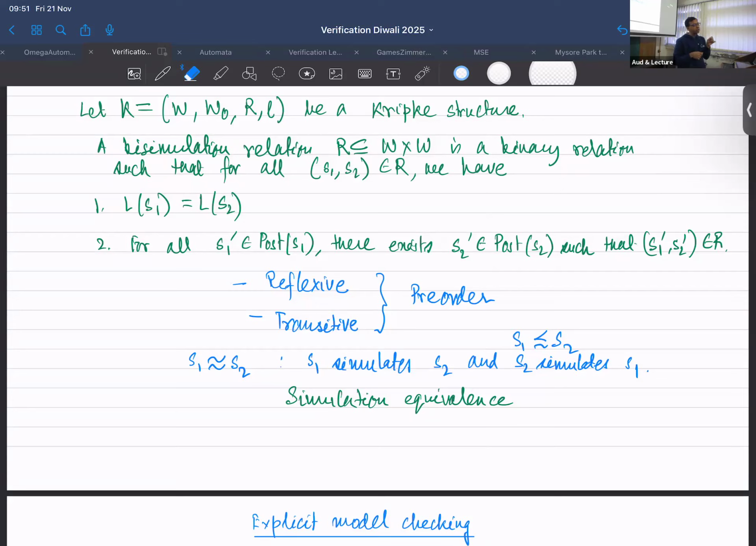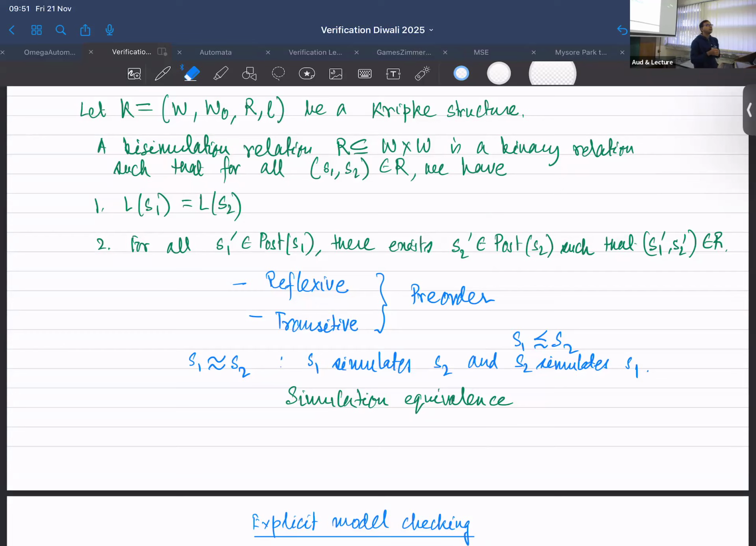So in simulation equivalence, what is happening? You start from here, you play, and then the other one is moving. When you say S1 simulates S2, the challenger starts from S2, plays, and then the S1 defender has to move. So the swapping in the middle is not allowed to happen, right?